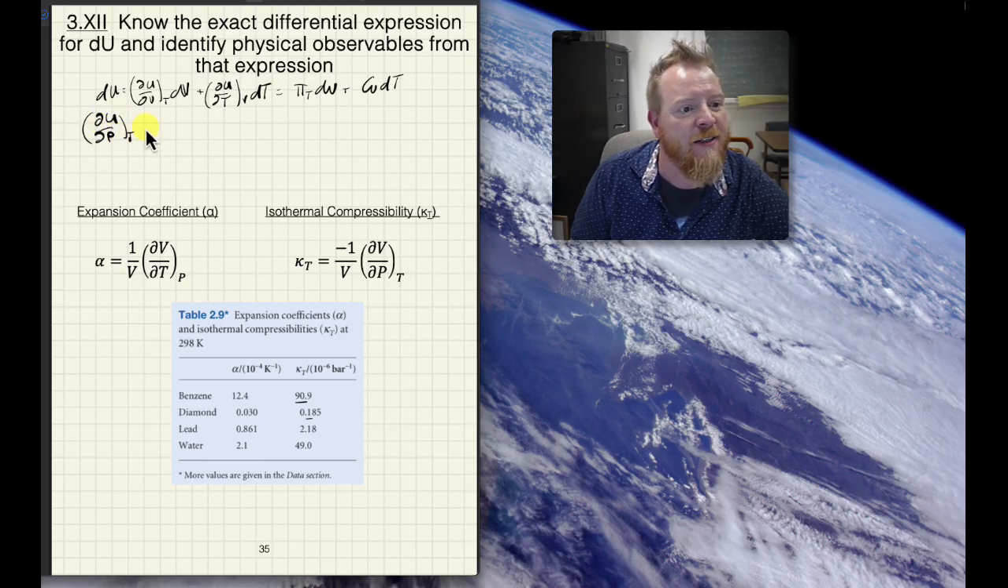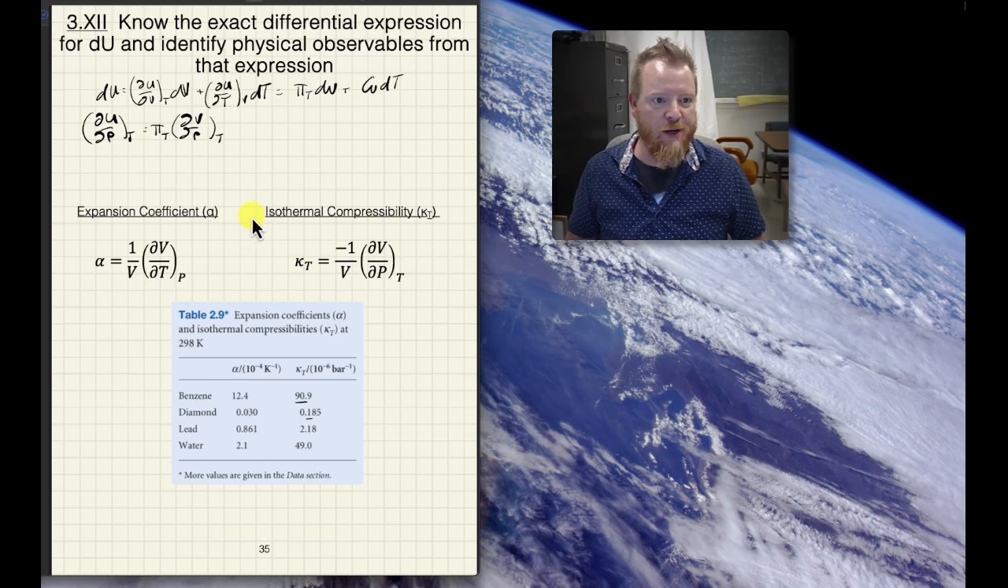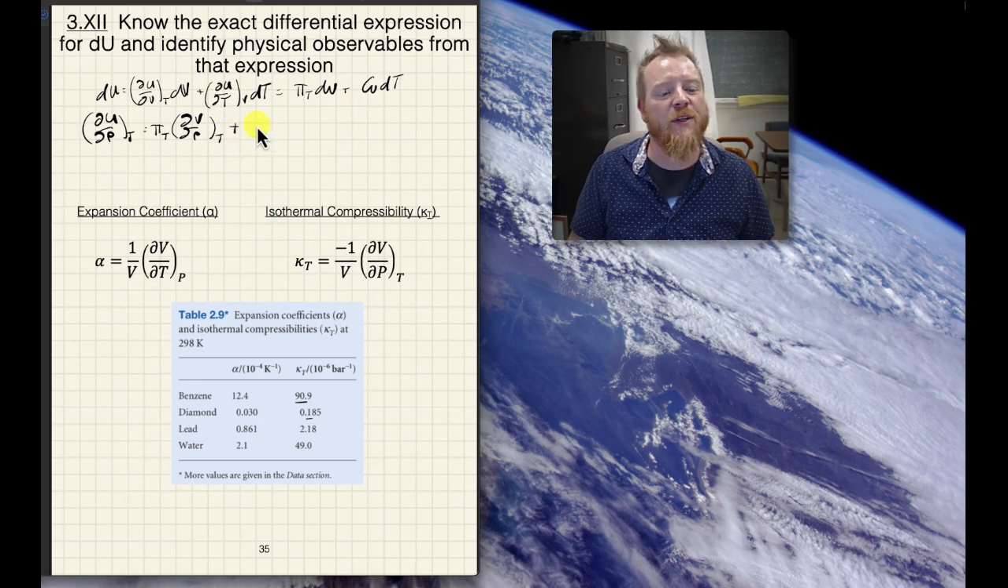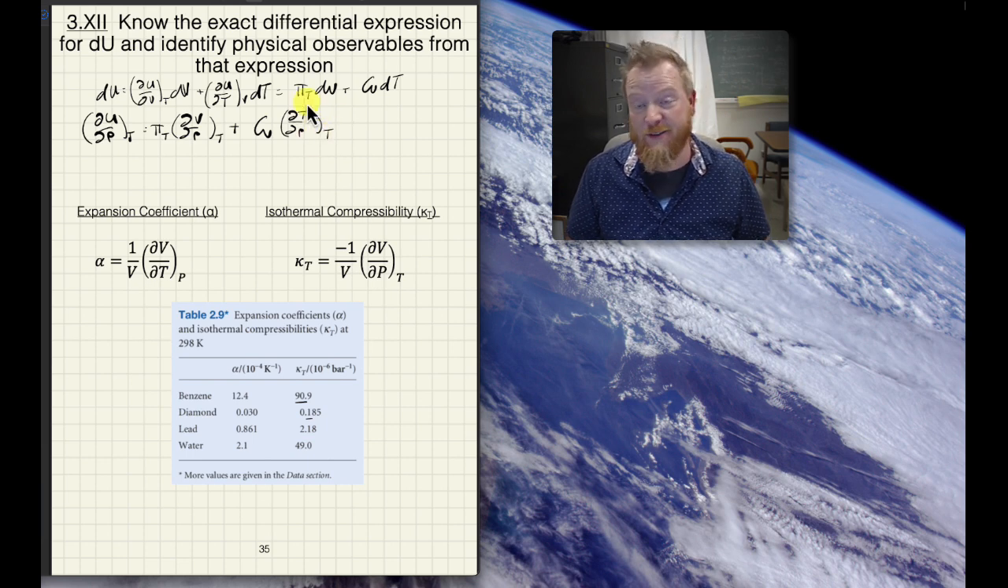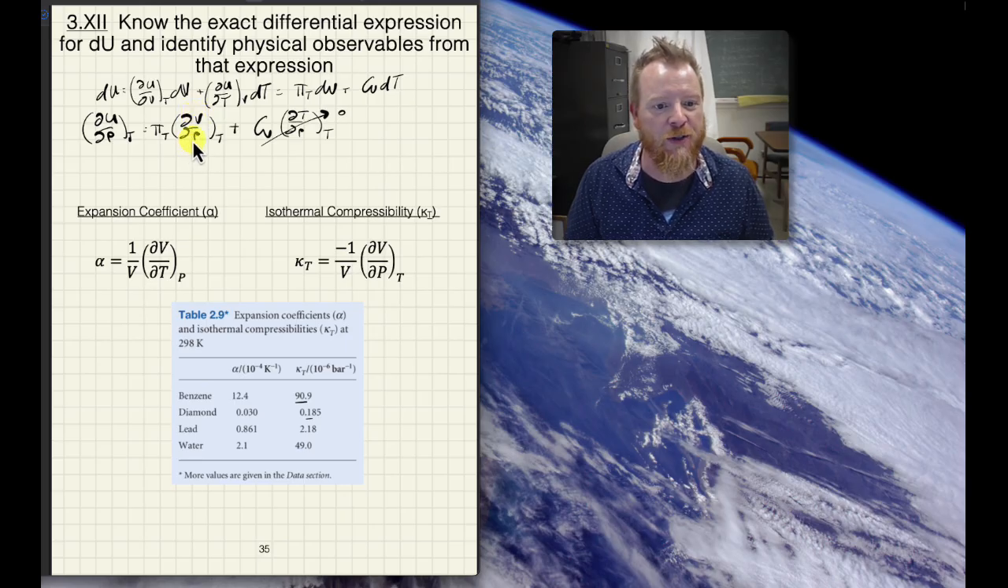So now what if we want to look at how the total internal energy changes with changes in pressure at constant temperature? Okay. Well, so that would still equal pi t, but now we'd be looking at changes in volume with respect to changes in pressure at constant temperature. Okay, great. And then we still have this CV term, dt, so now that's going to be changes in temperature with respect to changes in pressure at constant temperature. Well, if it's constant temperature, that's going to all drop out.